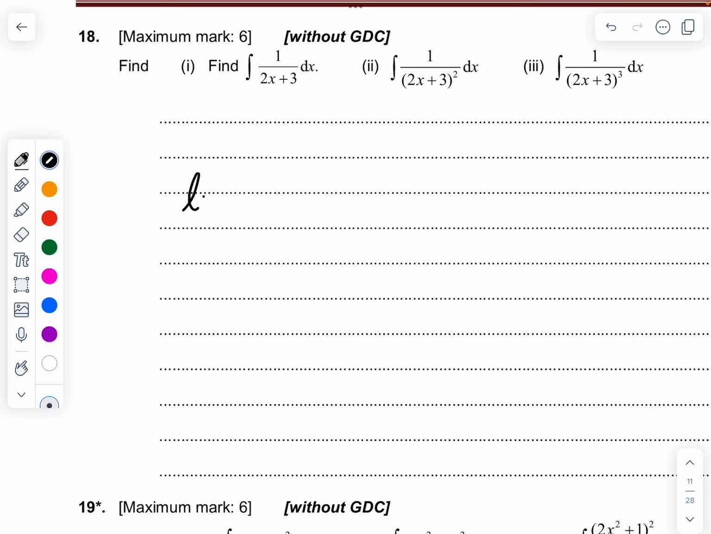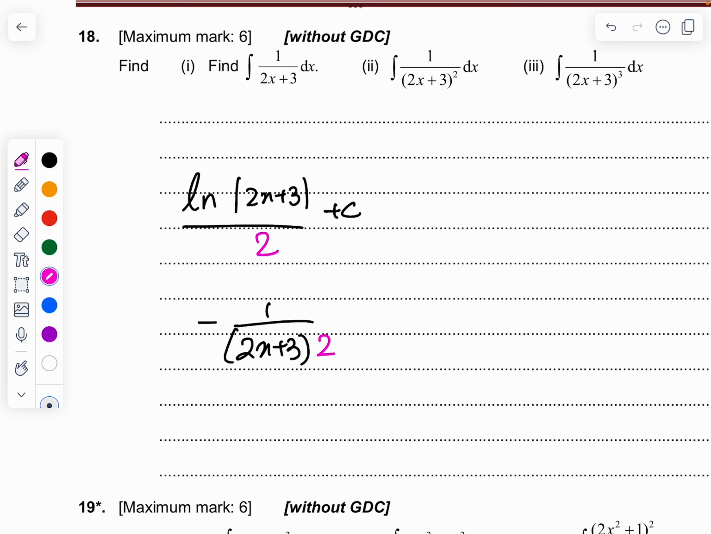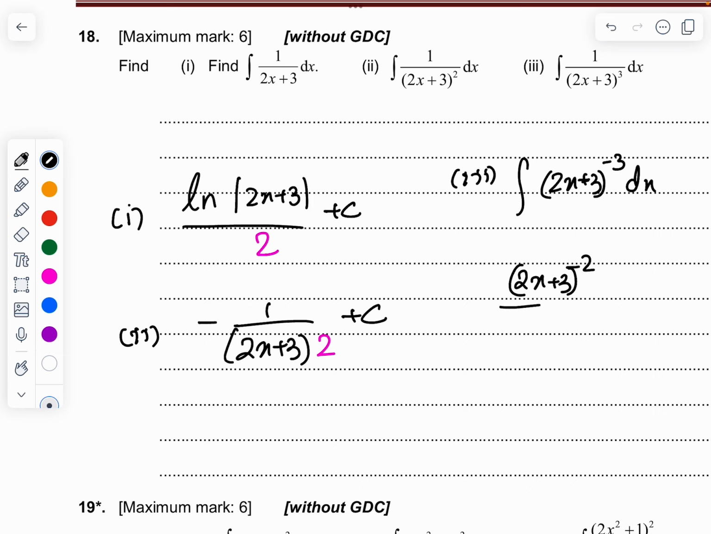Question number 18. This is ln 2x plus 3 divided by 2 plus c. And part 2, minus 1 upon 2x plus 3. Again don't forget to multiply by 2 in the denominator plus c. And part 3, first write in the standard form 2x plus 3 whole to the power of minus 3 dx. 2x plus 3 whole to the power of negative 2 upon negative 2 and times 2 in the denominator plus c.